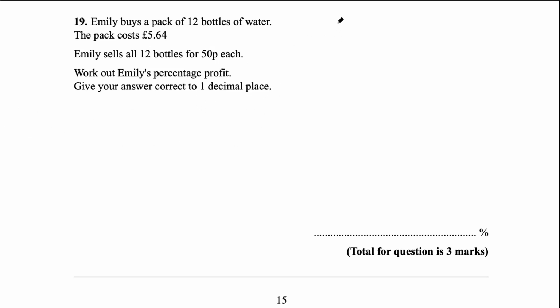So percentage profit, let's write down what that is. That is the profit divided by the cost. They give us the cost in the question, £5.64. We need to work out the profit, and then we can work out percentage profit. So firstly, I would work out the total revenue, which is basically the total that she made from the sales. So 12 times 50p, 12 times 5 is 60. So she made £6 or 600 pence, however you want to write that.